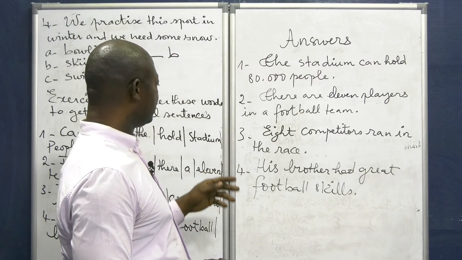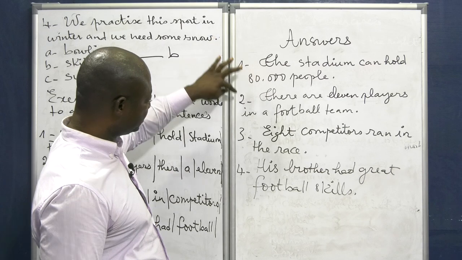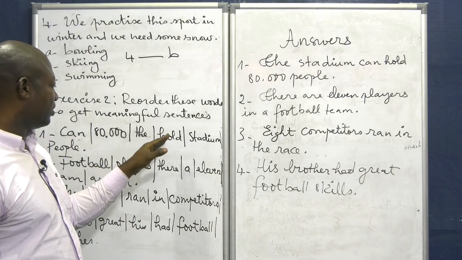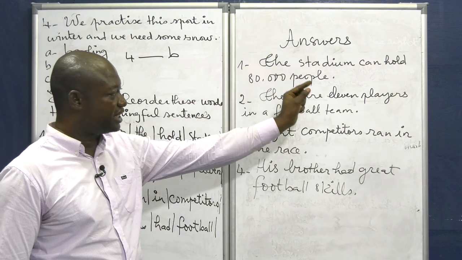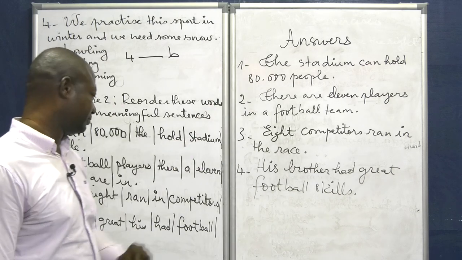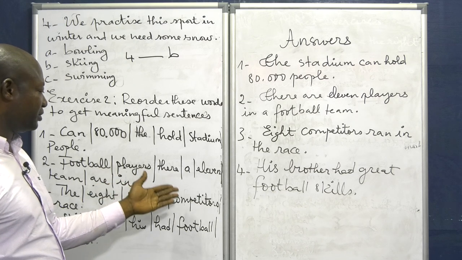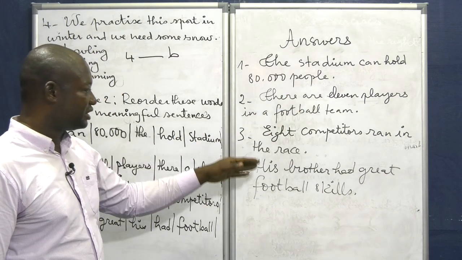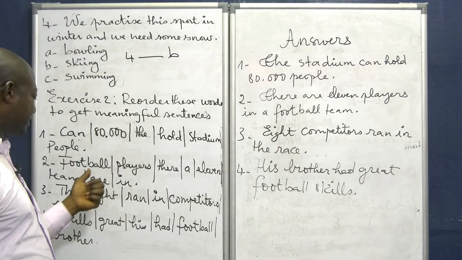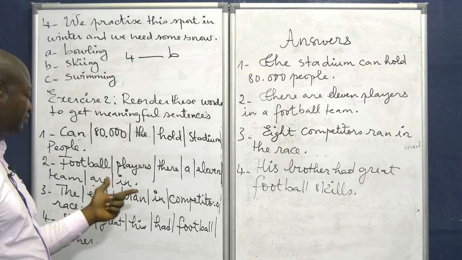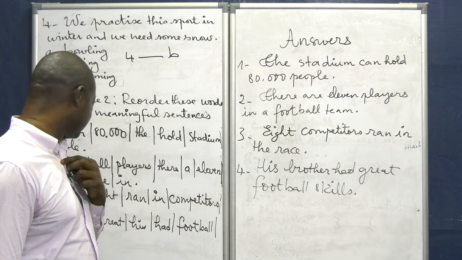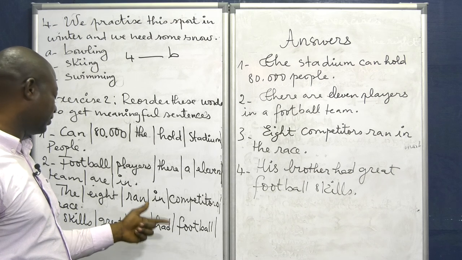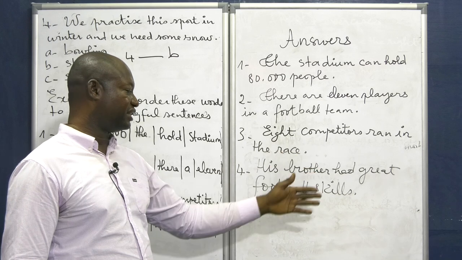So we have the correct answers. We have 1, 2, 3, 4 correct answers. The first one is, can 80,000 the old stadium people? The answer is, the stadium can hold 80,000 people. Number two, football players, there, 11, team, are, in. The answer is, there are 11 players in a football team. Number three, the answer is, eight competitors run in the race. The last one, the right answer is, my brother has great football skills.